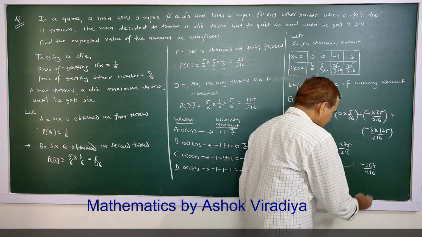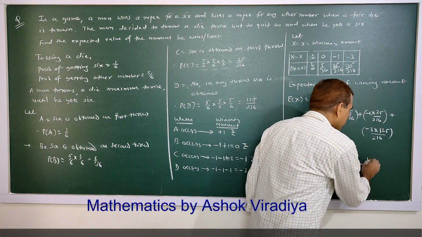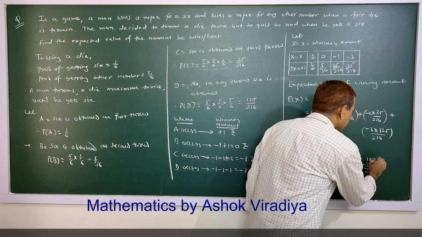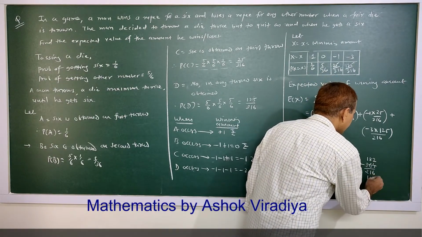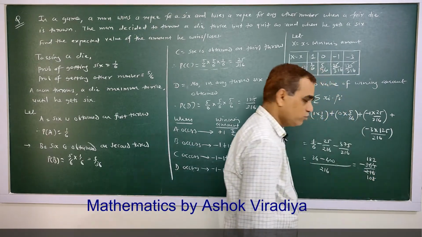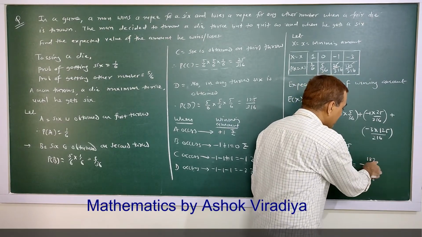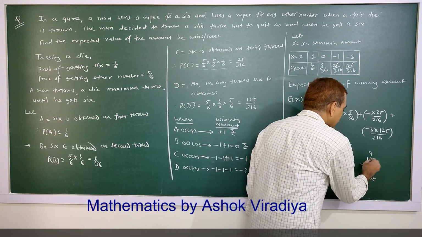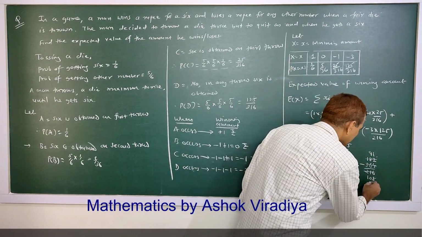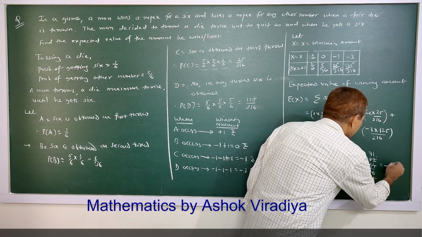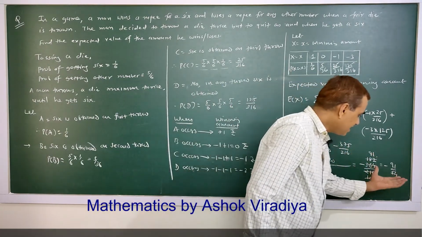Now simplifying this, 6 plus 3 is 9, plus 4 is 13, divisible by 2. So 182 into 2 is 364, and this is 108, again divisible by 2. Or we can, if possible, divide by 4, not divisible by 4, divisible by 2. So 91 into 2, here 54 into 2. So this is minus 91 by 54. We can calculate this by calculator.